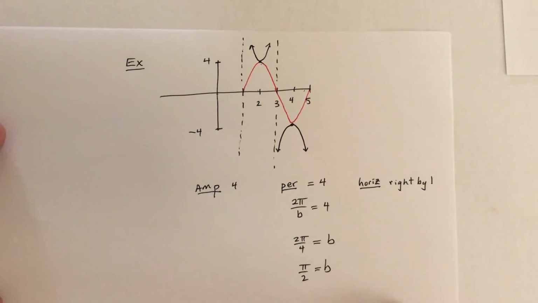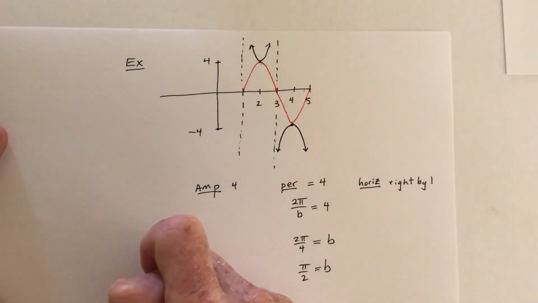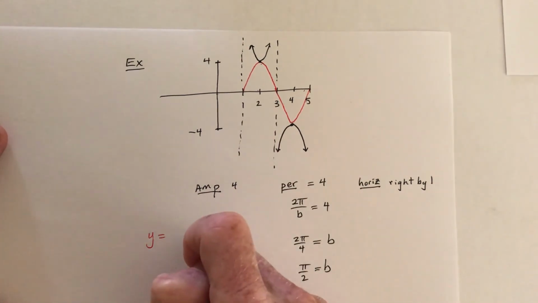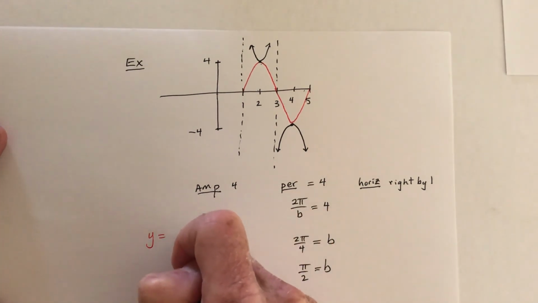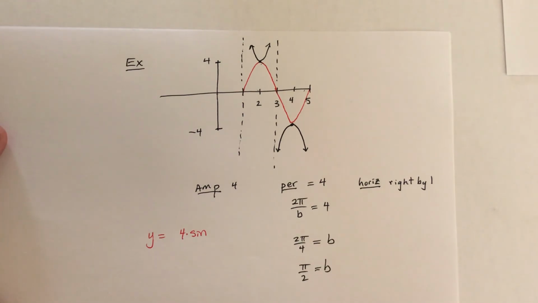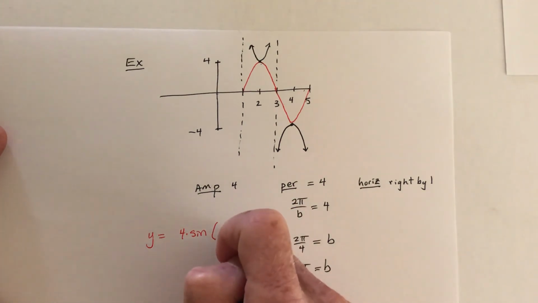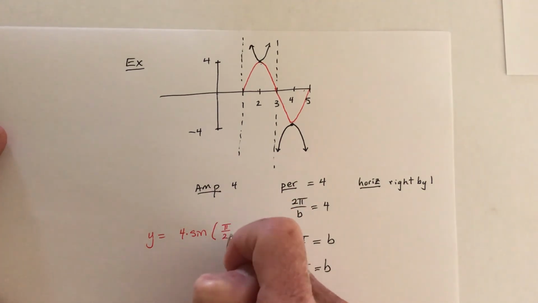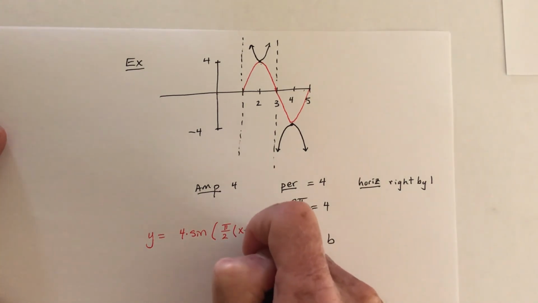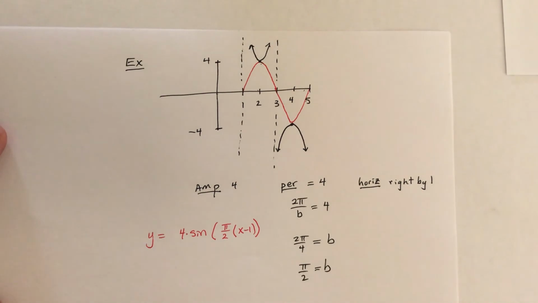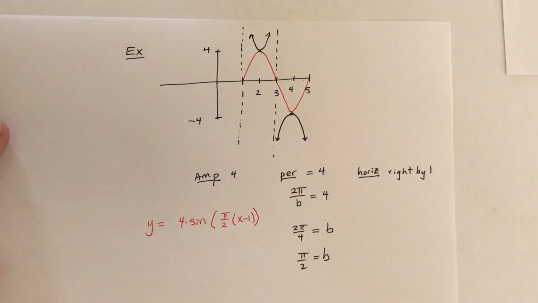That is sine. Okay, so let's see. First of all, I'm just writing the equation for the red one. So it'd be y equals, and I know that it's the sine graph, and the amplitude goes in front, and then the pi over 2, or the b, that has to be in front of the x, and then shifted right by 1 means it's x minus 1. All right, that's the graph of the red one.